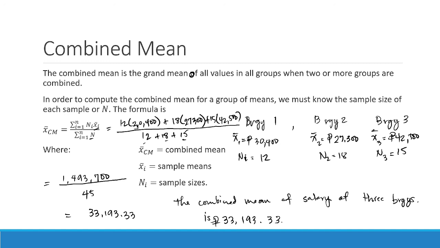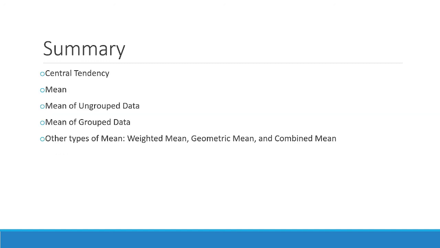So in summary, class, we already discussed the definition or the concepts regarding central tendency, wherein we talked about the general description or definition of mean. Then we got the mean of ungrouped data. Also, we tackled other types of mean, wherein we talked about weighted mean, geometric mean, and combined mean.